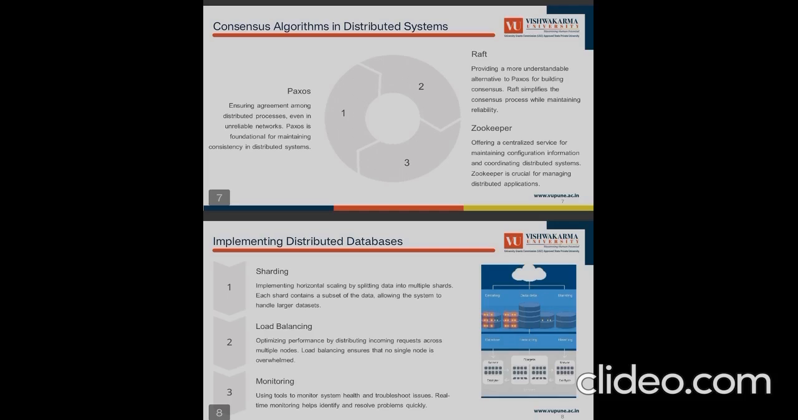Finally, there's monitoring. Monitoring helps us keep track of system health and performance. It lets us spot problems easily, like a slow server or failing nodes. We can fix them before they affect users. Together, these practices help build fast, reliable, and scalable distributed databases.